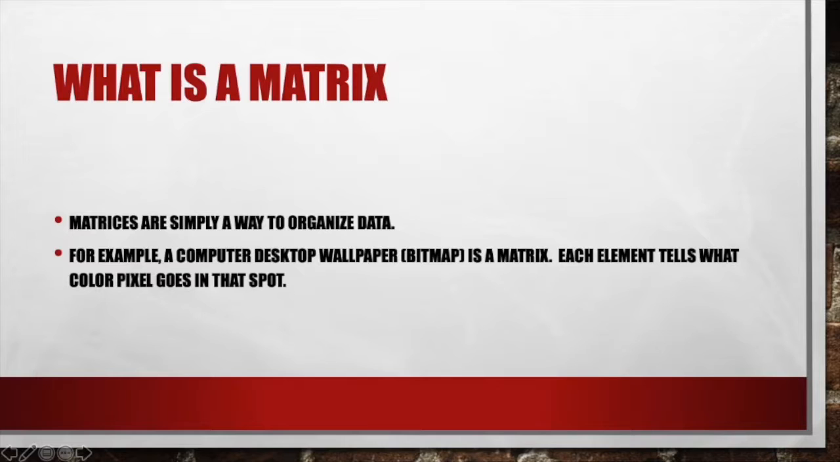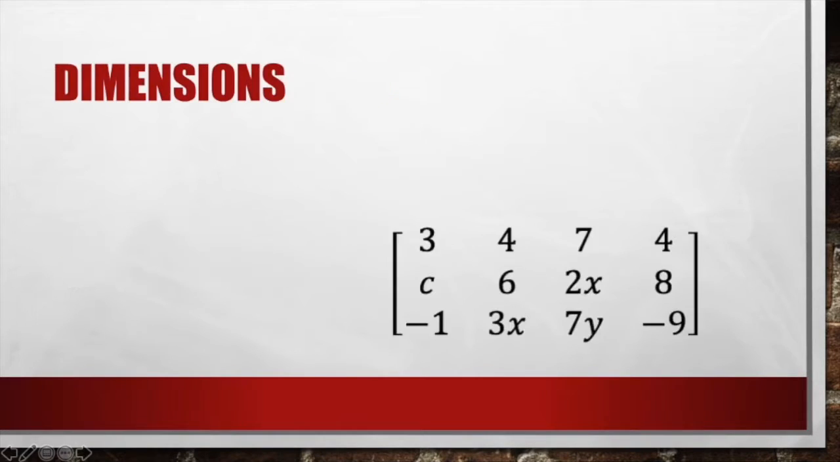That can be shown with an example of your desktop wallpaper. You have a screen with pictures on it, and there are little dots called pixels, and each one of those has a color in it. Those colors can be represented with numbers, and those numbers can be put inside a matrix. Each element tells what color to put at that spot. We can do different mathematical operations to have things move around on the screen also. That's just one example of a matrix.